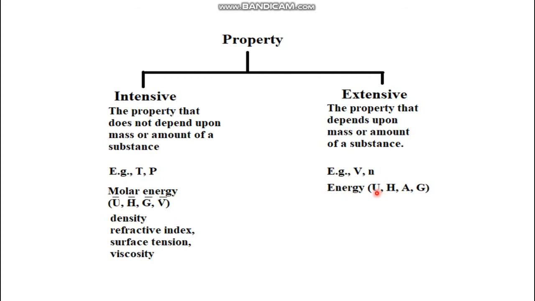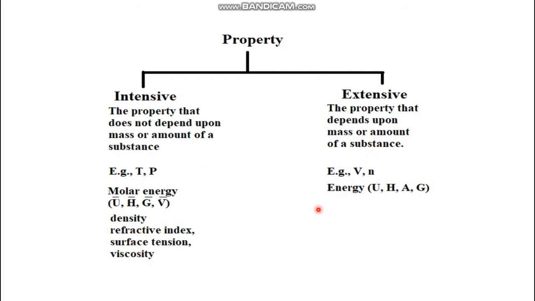So internal energy is mass dependent, whereas molar internal energy is mass independent. Similarly, the density, refractive index, surface tension, viscosity, all these properties are mass independent. If you take 1 gram of a substance or 100 grams of a substance, these properties remain the same.